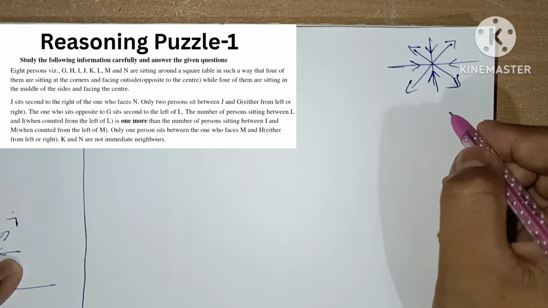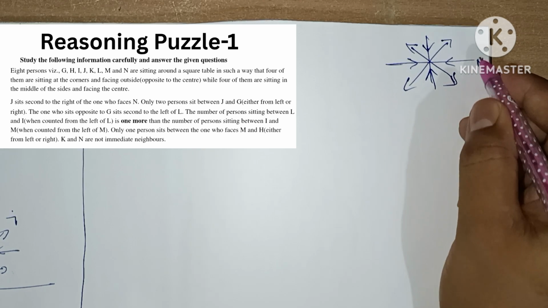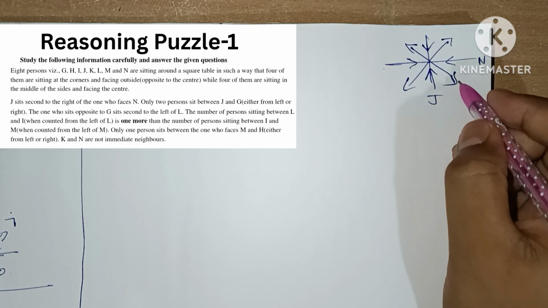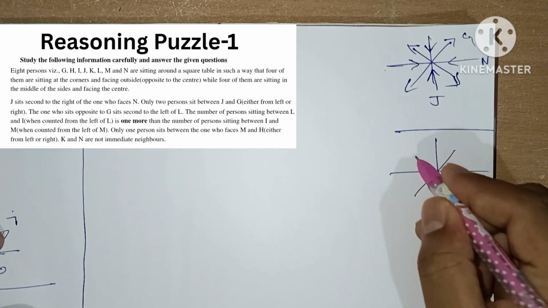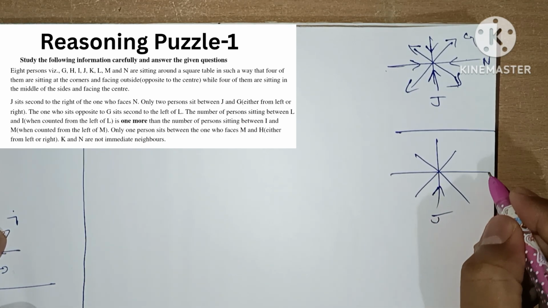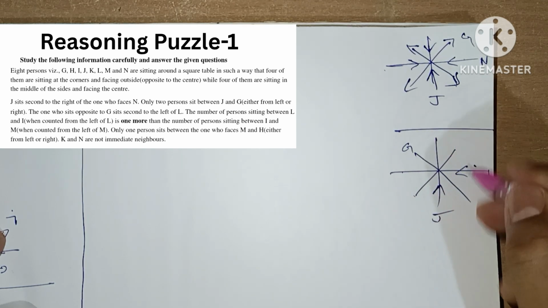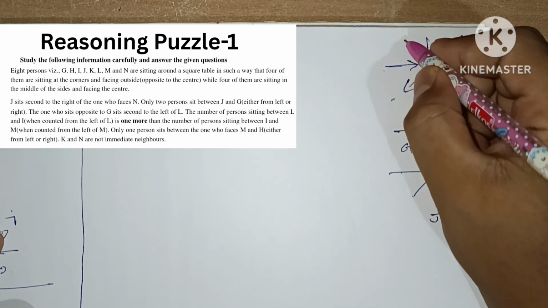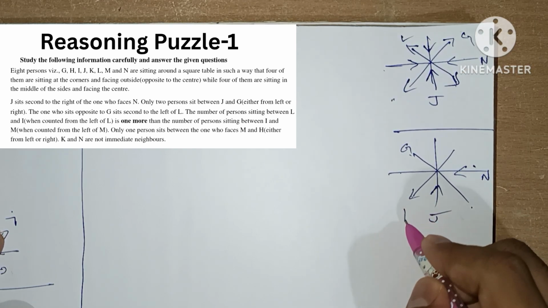Okay. Next, the statement given is J sits second to the right of the one who faces N. One who faces N, second to the right is J. Next one, only 2 persons sit between J and G. 1, 2, this is the place for G, or else we have another possibility, which is J here, N here, and 1, 2, this is the place for G. So we got two possibilities. Next statement is the one who sits opposite to G is second to the left of L. Opposite to G, second to the left of L means this is the place for L.